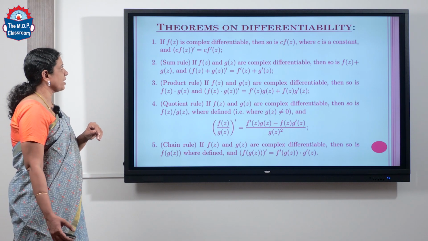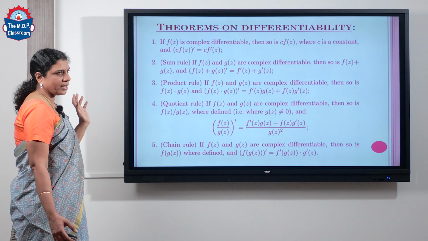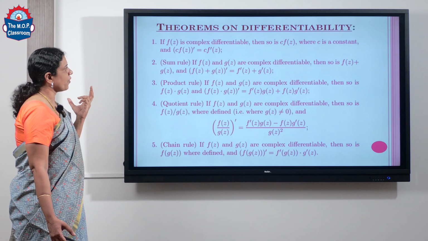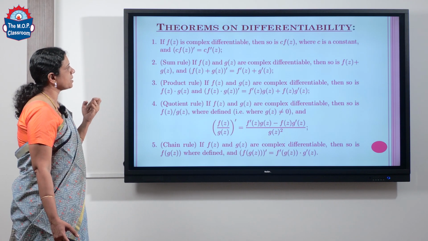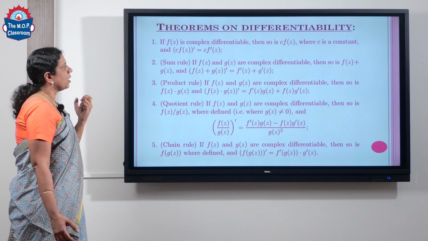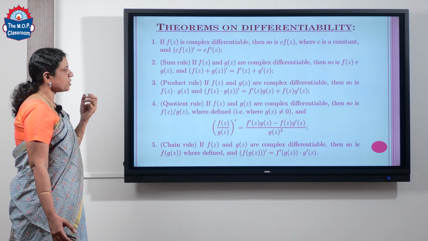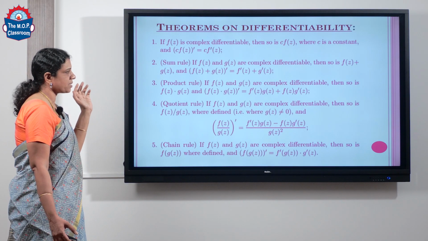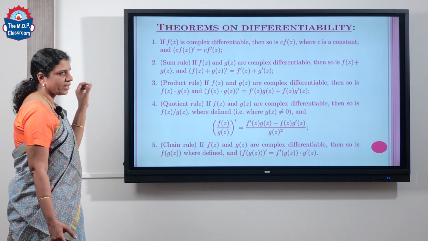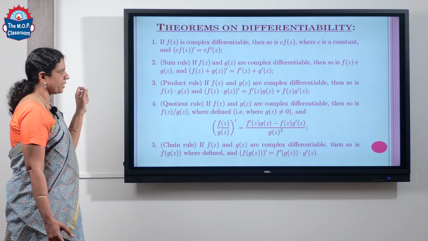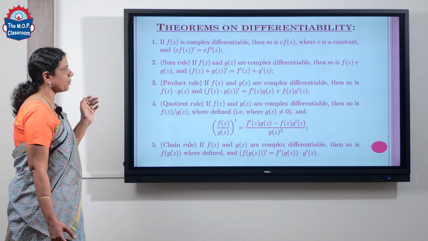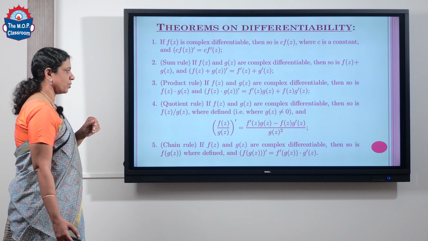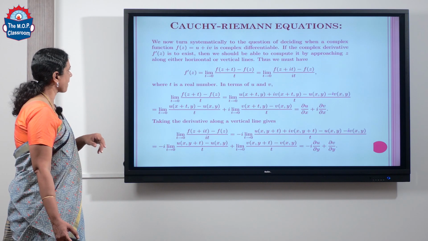Now theorems on differentiability. Similar to the limits, we have theorems on differentiability. If f(z) is complex differentiable, then (c f(z))' = c f'(z). Similar to the limit, we have (f(z) + g(z))' = f'(z) + g'(z). Similar to the limits, we have the product rule, the quotient rule and the chain rule.